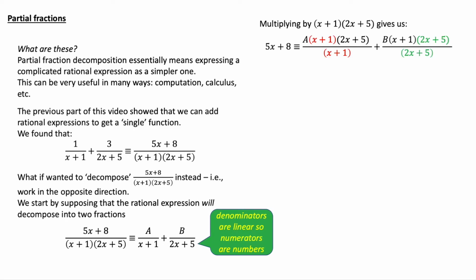So we've got this situation. Now if we multiply the whole thing through by x plus 1, 2x plus 5, then on the left hand side both those brackets on the bottom of this fraction will cancel, and we will be left with 5x plus 8.